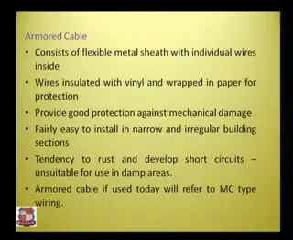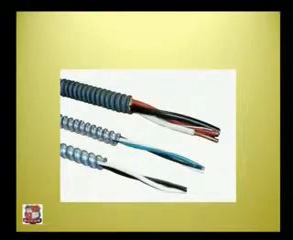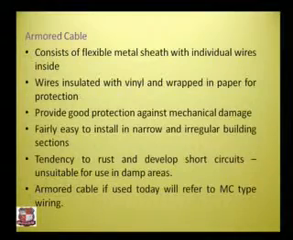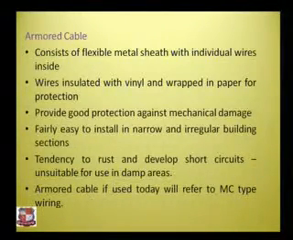Okay, next one is the armored cable. It consists of a flexible metallic shield with individual wires inside. How it looks? It looks somewhat like this. Then there is a twisting outer jacket. Wires are insulated with vinyl and wrapped in paper for protection. It provides good protection against mechanical damage. It is fairly easy to install in narrow and irregular building sections.